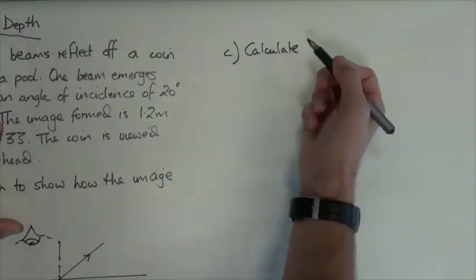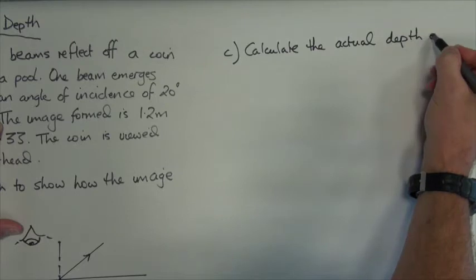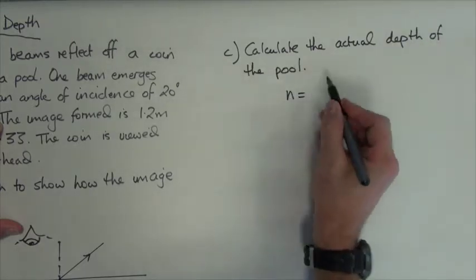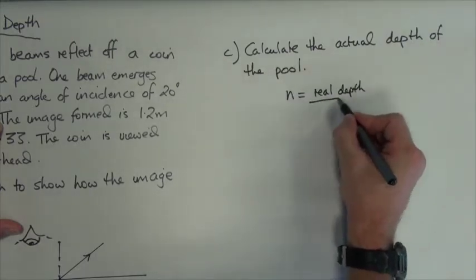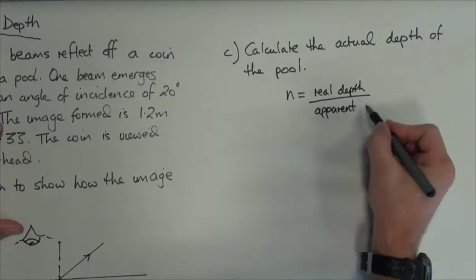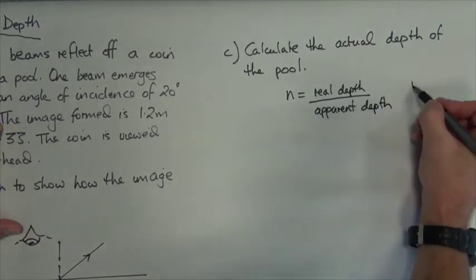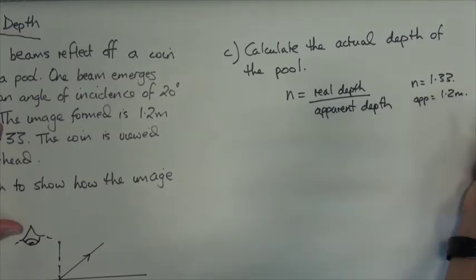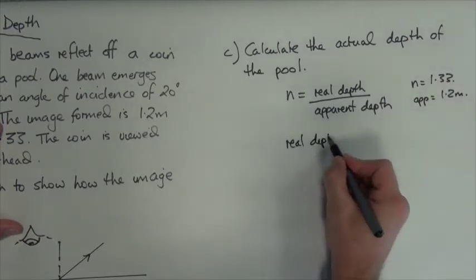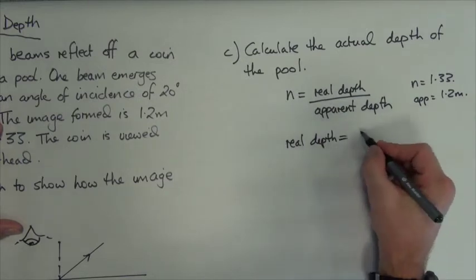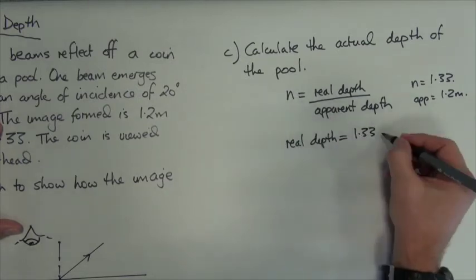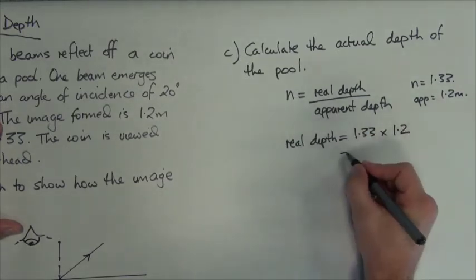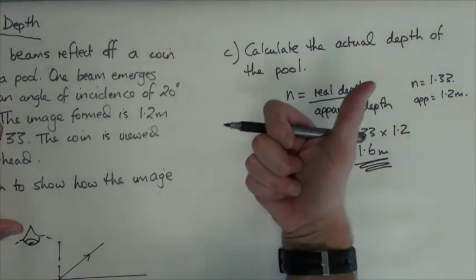Okay, let's look at question C. Question C is going to ask us to calculate the depth of the pool. Now, we know that the refractive index equals the real depth divided by the apparent depth. I know that the refractive index of water is 1.33, and I know the apparent depth is 1.2 meters. So I just rearrange so that I bring apparent depth up with the refractive index. So it's 1.33 times 1.2, which equals 1.6 meters.